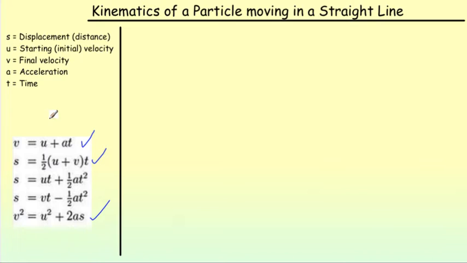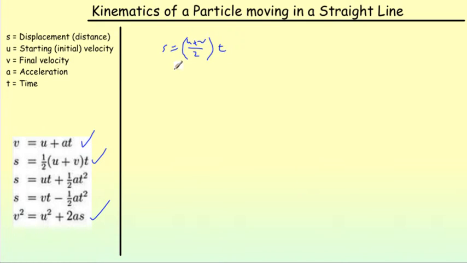So this time we're going to start with our second equation. S is equal to half of u plus v times t. Okay, so I'm just going to write it actually as S is equal to u plus v over 2, which is the same thing as a half of u plus v. So u plus v over 2, and now that's all going to be times by t. So this equation here, the second one, can also be written as S is equal to u plus v over 2 times t.